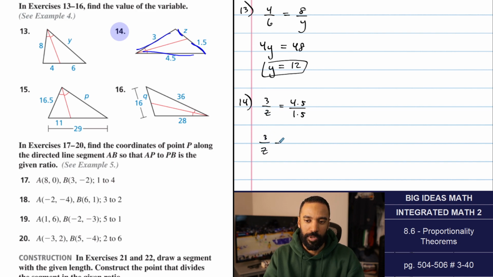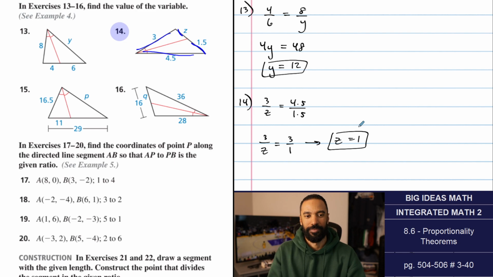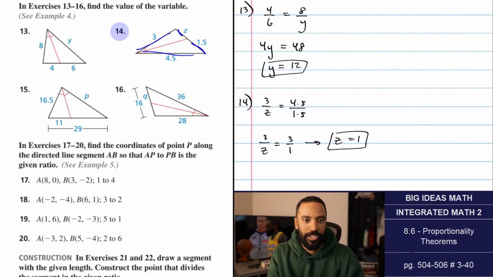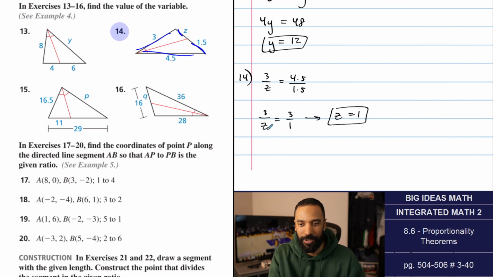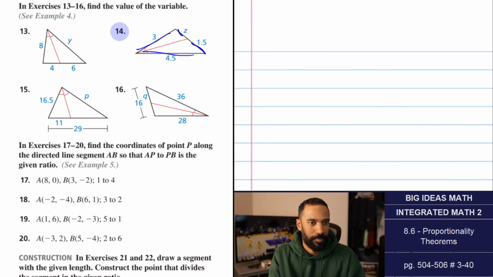Keep it 3 over z one more time. 4.5 over 1.5, guys, that's 3. 3 over 1. You know what z is? Just by looking at that, z is 1. z should be 3 times smaller than 3, just like 1.5 is 3 times smaller than 4.5. That's how it's going to work. 3 over z is 3 over 1 is what I went off of.